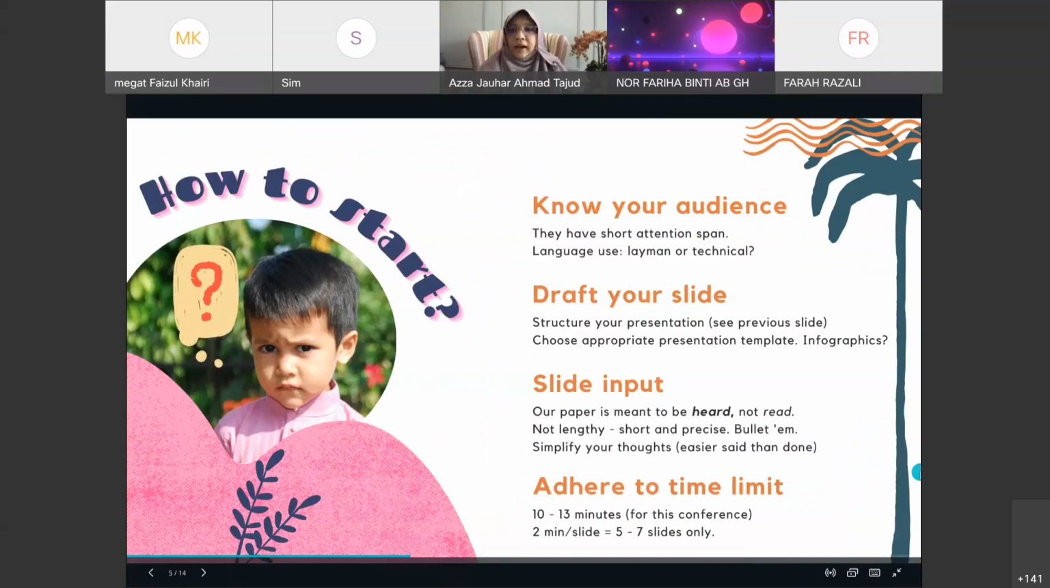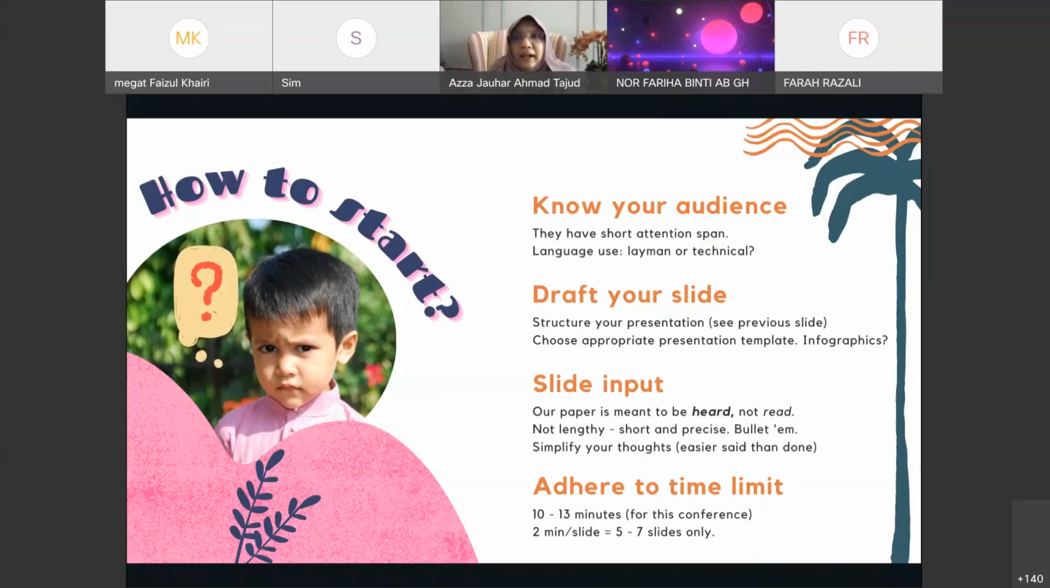Now, how do we start? Okay, kita dah ada semua sebab you all dah buat abstract kan, and I rasa dah kena hantar abstracts, dah hantar all the documents to the committee. But now, how to start the presentation? Macam mana nak start ni? Adalah benda dia. Okay, so how to start?